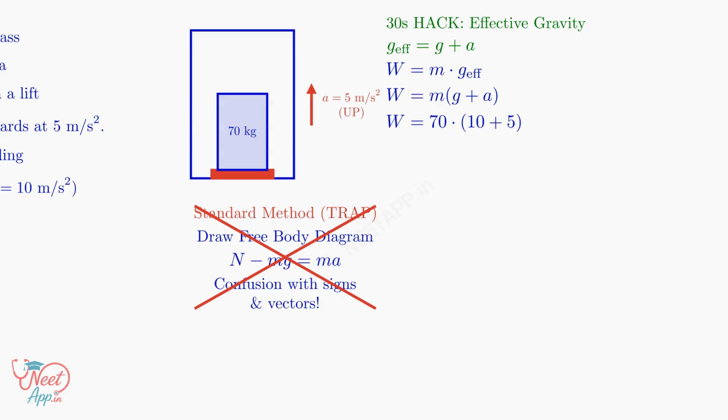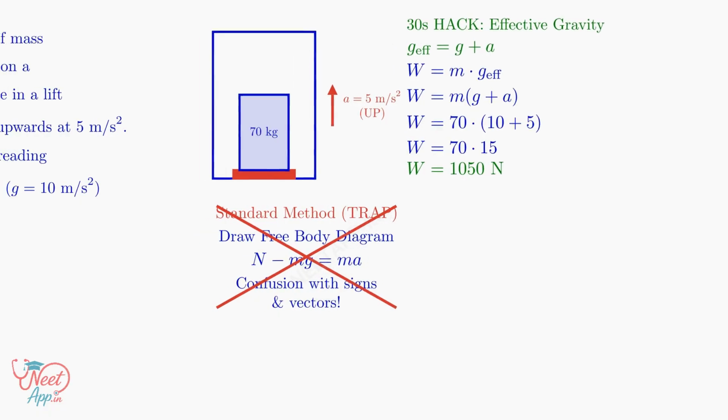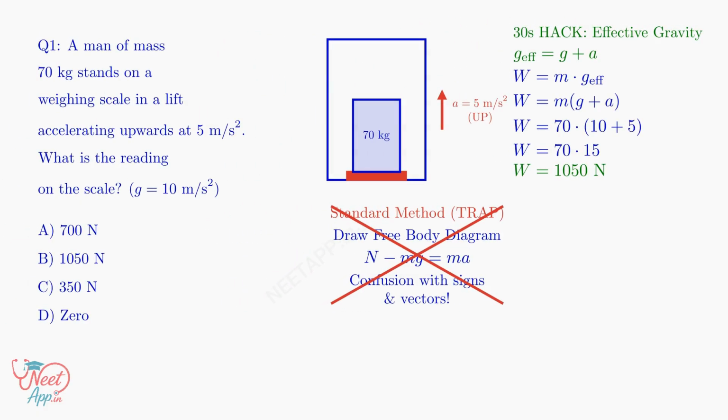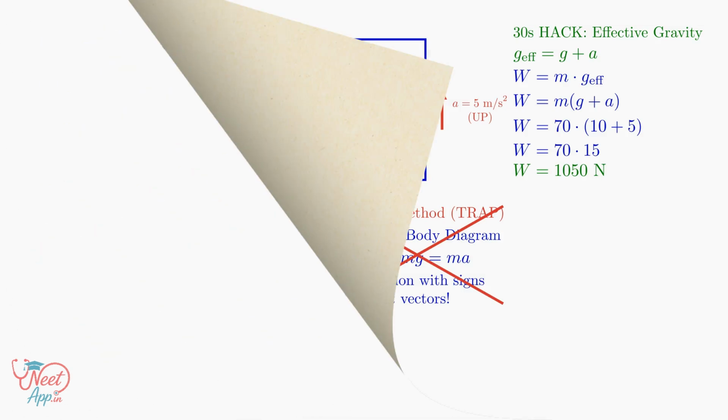Let's calculate the reading. Weight equals mass times effective gravity. That is mass times g plus a. Plug in the values: 70 times 10 plus 5. 70 times 15 gives us exactly 1050 newtons. Option B is your correct answer. Add the acceleration for upward motion, multiply by mass and lock in your marks.